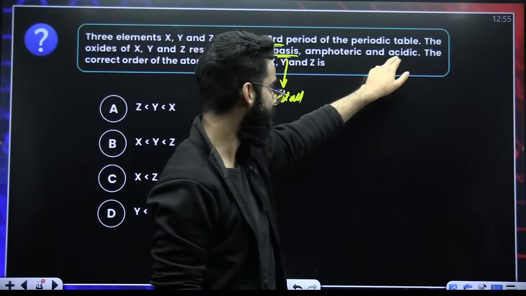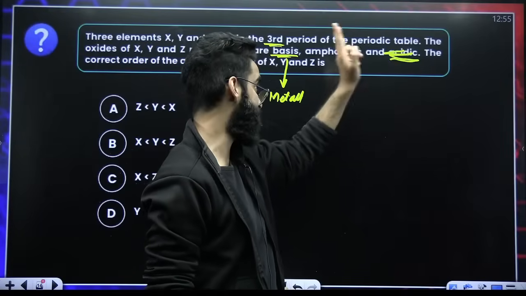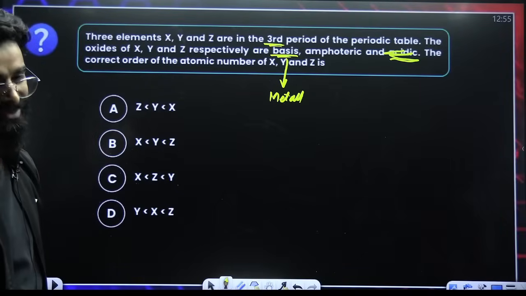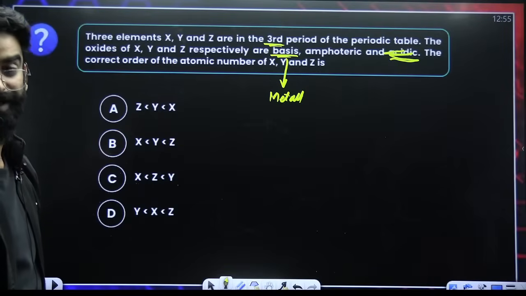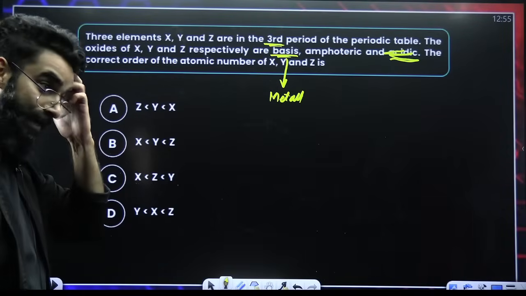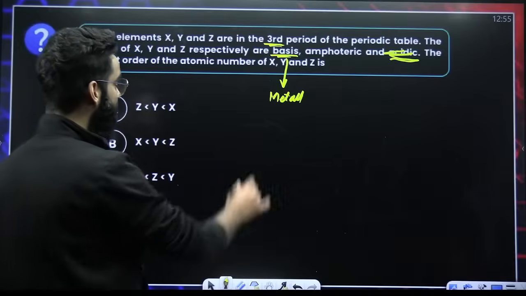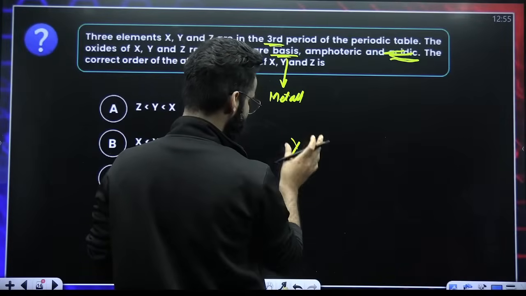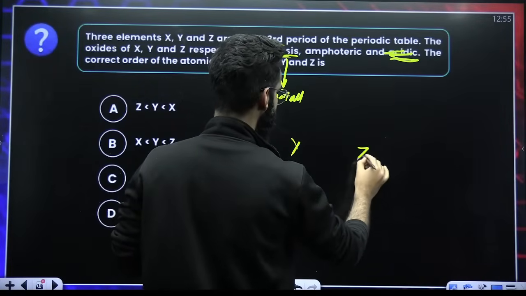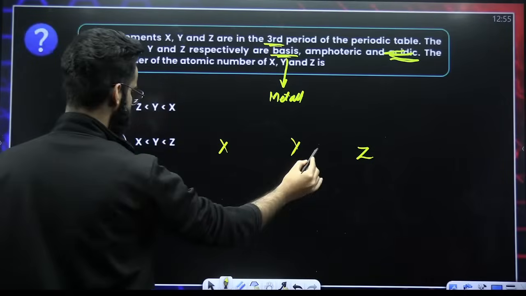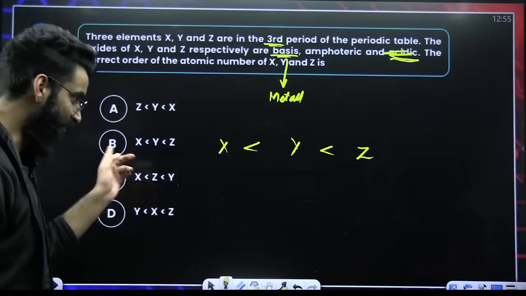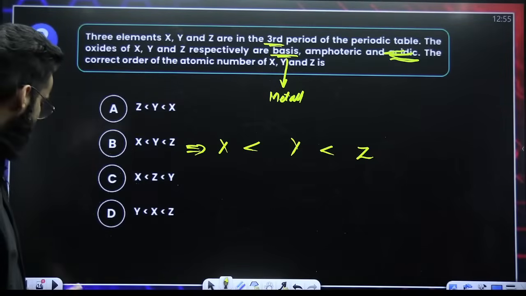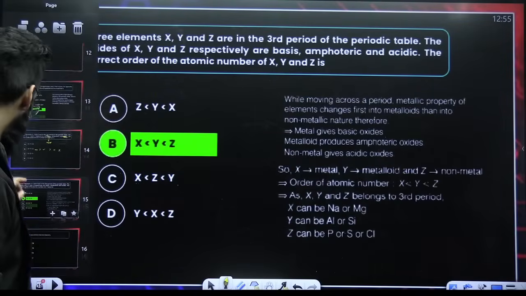Metals form basic oxides. Non-metals form acidic oxides. And metalloids, what do they form? Metalloids form amphoteric oxides. Now, I think you can easily solve. You got the hint. X is forming basic oxide, so it has to be on the extreme left. Y is forming amphoteric oxide, in the middle. Acidic oxide is formed by Z, a non-metal. So atomic numbers will be like this because they belong to the same period. They are third period elements. I hope this is clear.